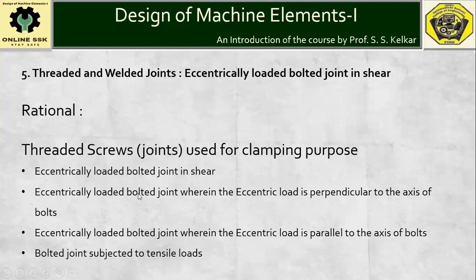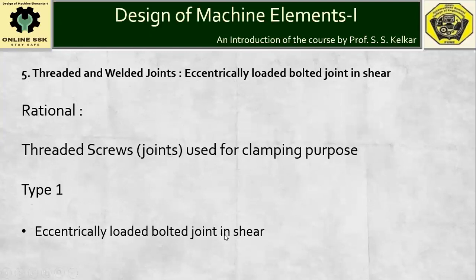Secondly, eccentrically loaded bolted joint, wherein the eccentric load is perpendicular to the axis of the bolt. Third category is the eccentrically loaded bolted joint, wherein the eccentric load is parallel to the axis of the bolt. And the fourth category is bolted joint subjected to tensile loads. Of these four, the very first type, eccentrically loaded bolted joint in shear, we are going to study in this video tutorial.